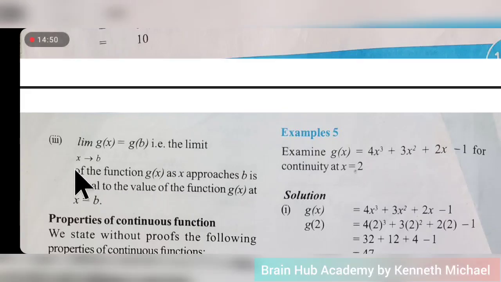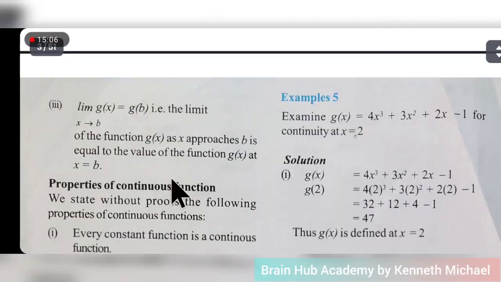So at x equals b, at any point you pick the value of x to be equal to the value of b, then the limit of g of x has to be equal to the value of the function, which is g of b.